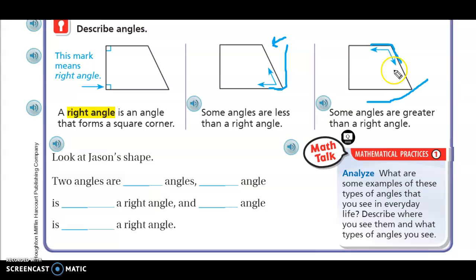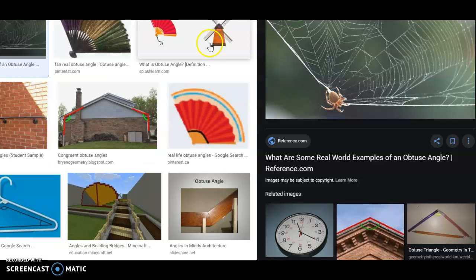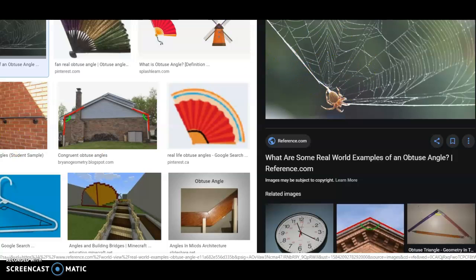It's like an L that opens up to be bigger. In real life, I've got a couple different examples here I would like to show you. Once I get the spider web over here on the right side of your screen, the spider is currently showing you what an obtuse angle would look like in nature. Let me get rid of all that other old stuff.